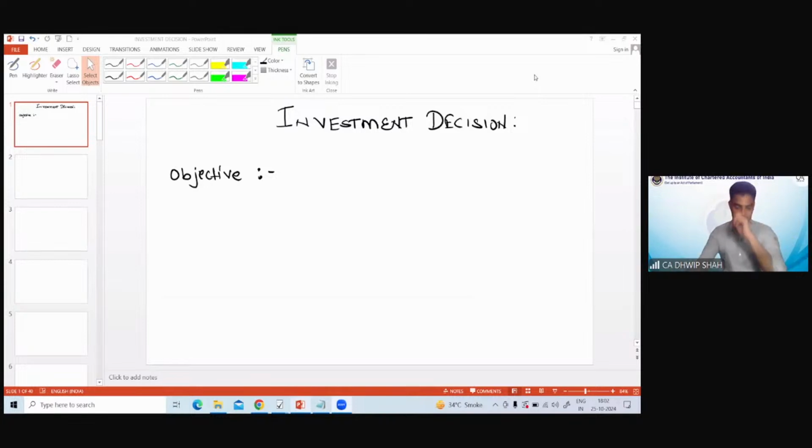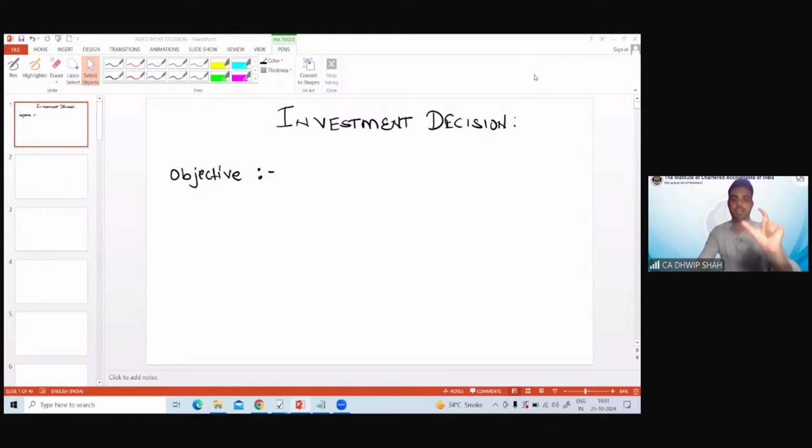Okay. So today's session, we will learn about investment decision. In financial management, basically all the financial managers, or I can say CFO, have to take 3 decisions in their entire career. First is investment decision, second is financing decision, and third is dividend decision. So entire financial management, entire subject of FM revolves around these 3 decisions: investment, financing, and dividend. So for today's session, we would be starting with investment decision.